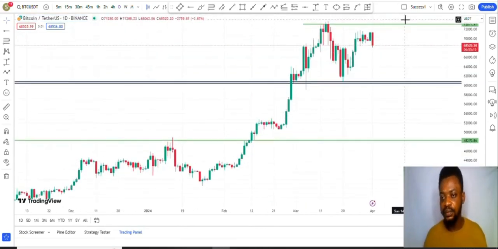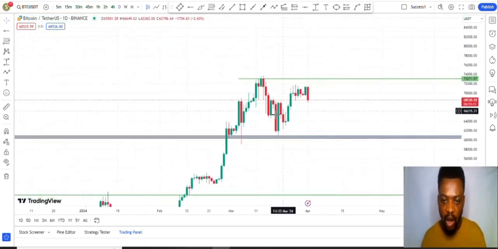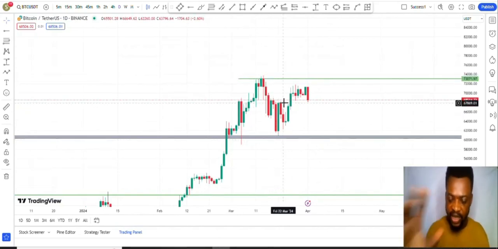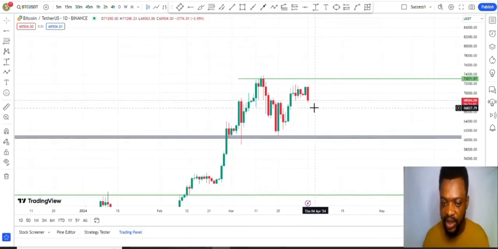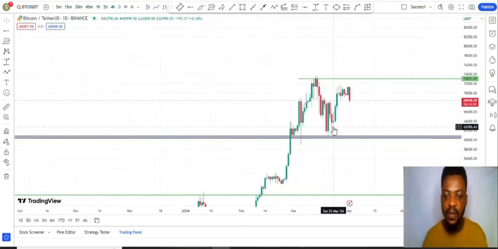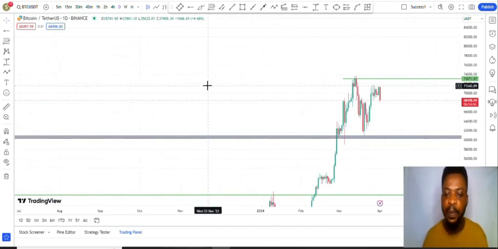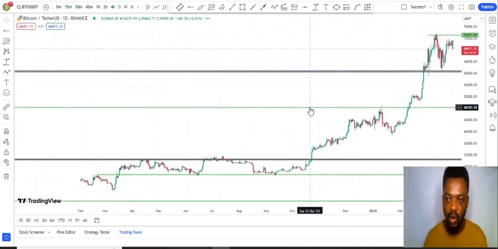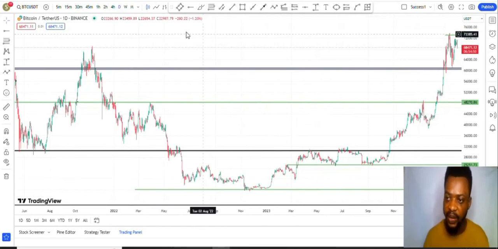But for now, my interest is what is going on between this green bar and this resistance. This is where my interest is for now. Let's see what happens. But if it breaks below it, it might be bad for BTC. That's the truth. Because anytime we go below the all-time high, we hardly get to recover.